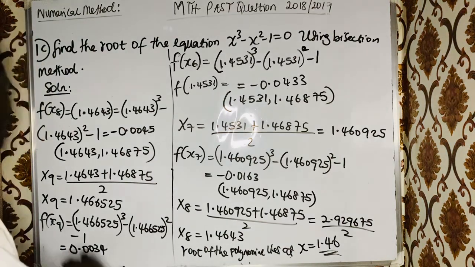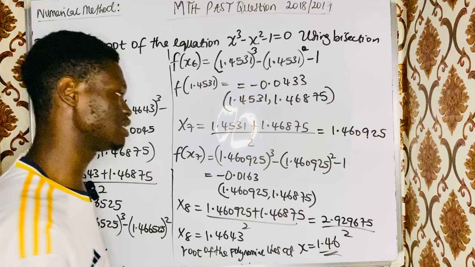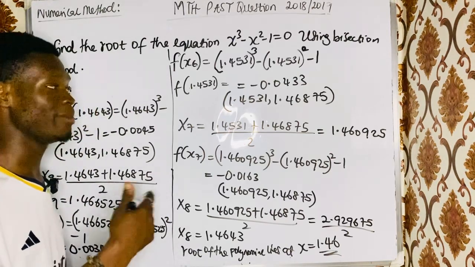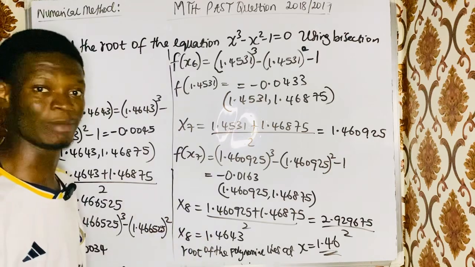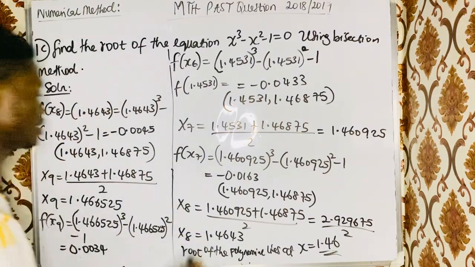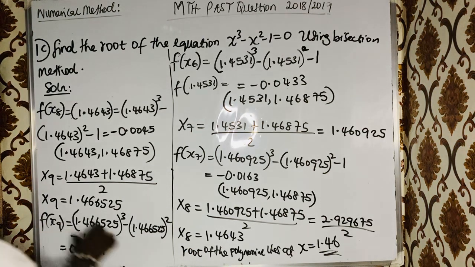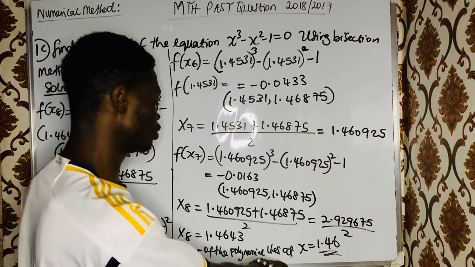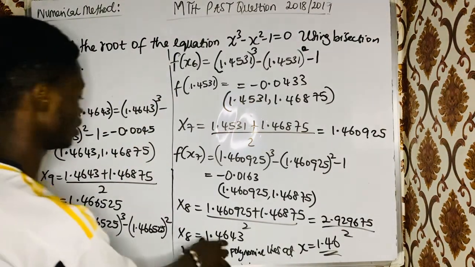Continue. Why I'm not getting an exact value with this one is just because I noticed that when I was doing the approximation, sometimes I would do 4 decimal places, sometimes I would write the whole value. So it will affect the accuracy of the answer being the same. But nevertheless, the root of the polynomial lies at x equal to 1.46, as you see it here. So that's it.